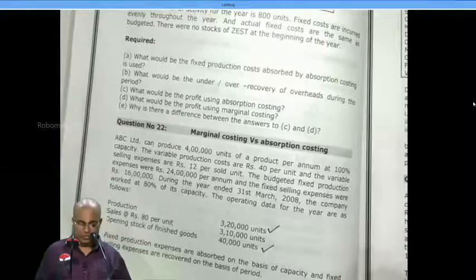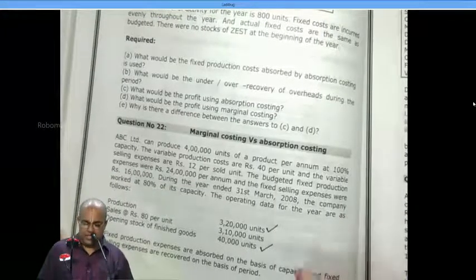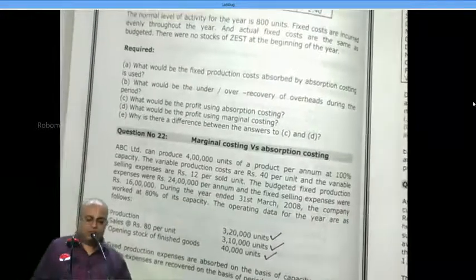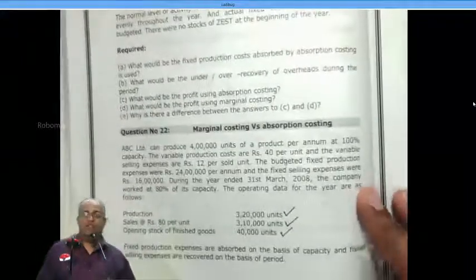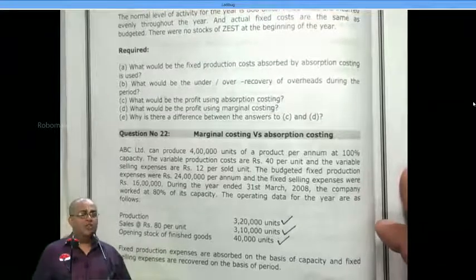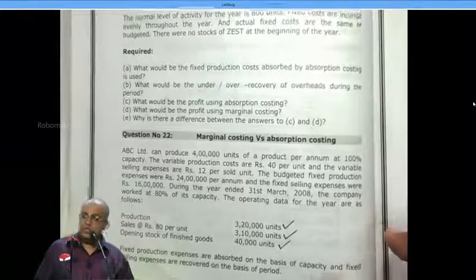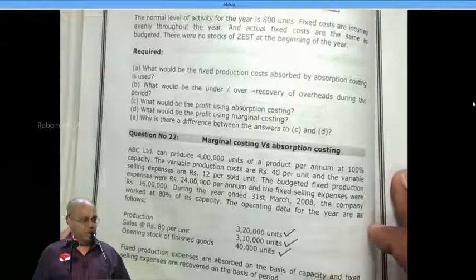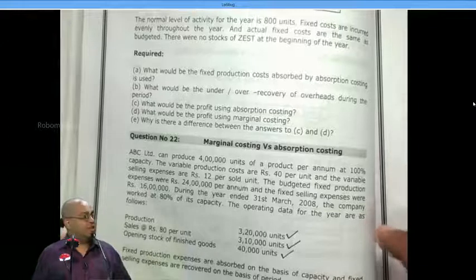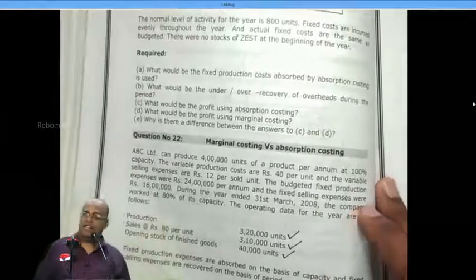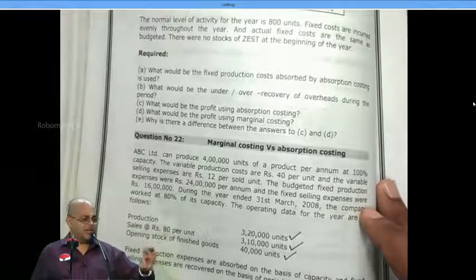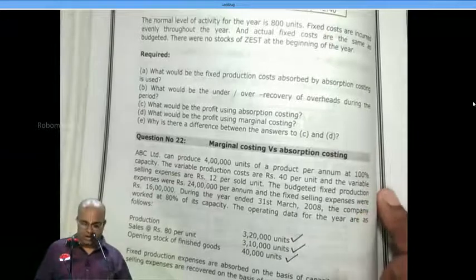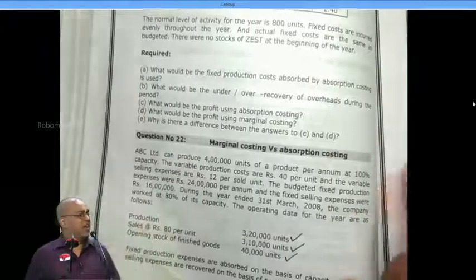Next, units sold. How many units have been sold? 3,10,000 units. Units sold 3,10,000 units. Can you tell me what the closing stock is? Closing stock of finished goods 50,000 units. Respond. Are you able to understand or not? We have found out that there's a closing stock of 50,000 units. Opening stock of 40,000 units. Produced 3,20,000 and sold 3,10,000 units. Are you having the clarity or not?